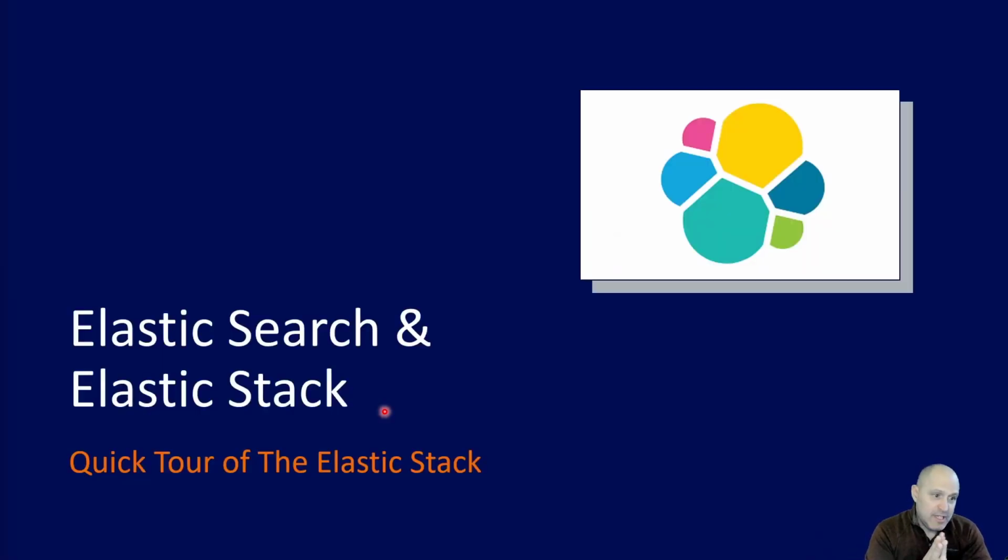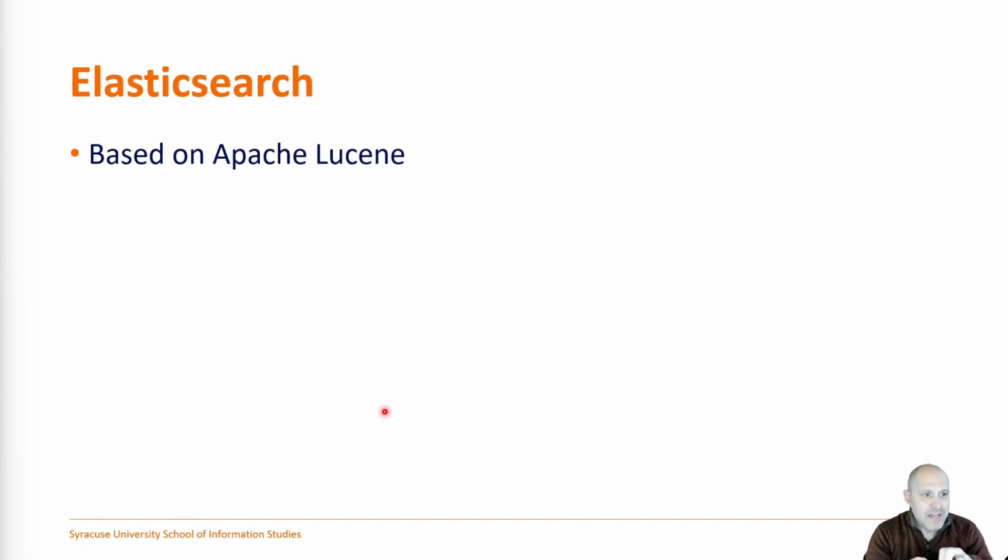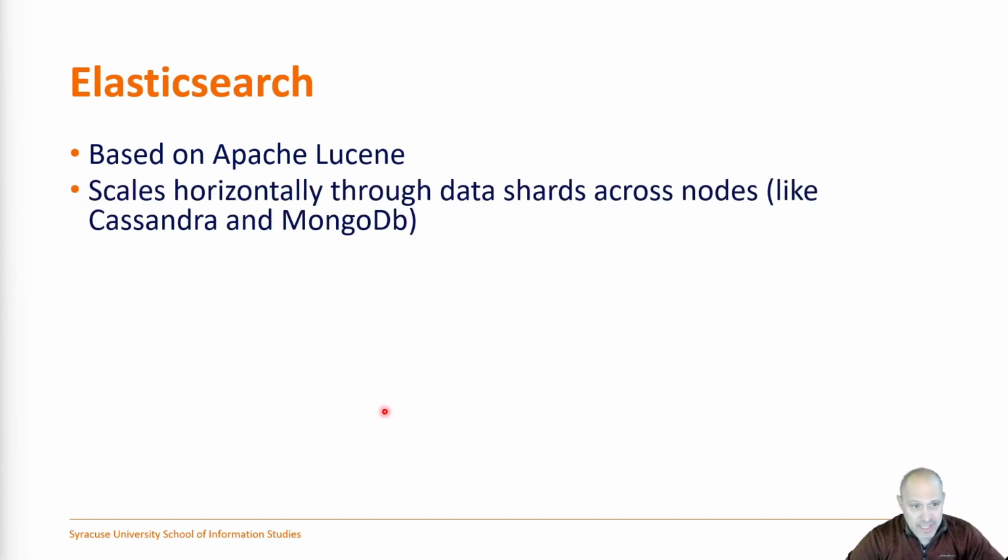Okay, let's talk specifically about Elasticsearch and the Elastic Stack. So Elasticsearch is a search engine based on Apache Lucene, which is an open source Java-based implementation of a search engine. Elasticsearch scales horizontally through data shards across nodes, like the way Cassandra does it and the way MongoDB does it.